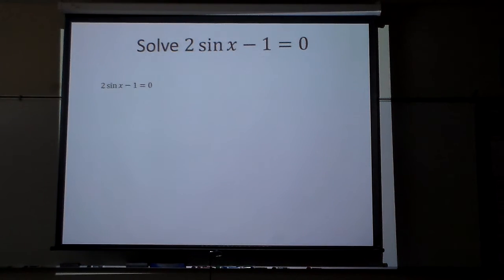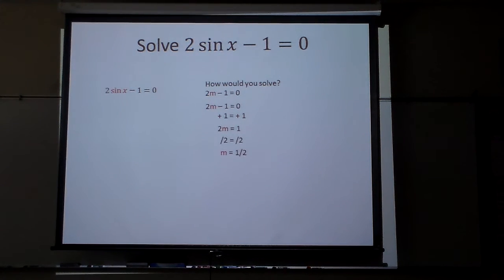So first off, let's think of this here. It is an equation, but how would I solve this problem? How would I solve 2m minus 1 equals 0? Well, wouldn't you add 1 to each side? Right? And then you would what? Divide by 2? So that you would get an answer of 1/2?